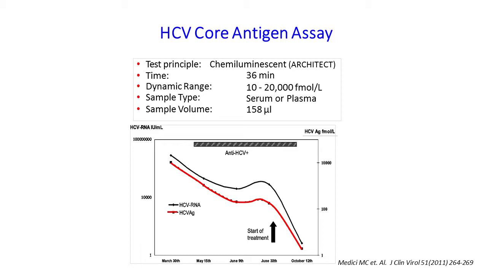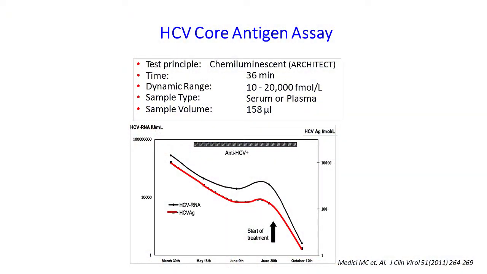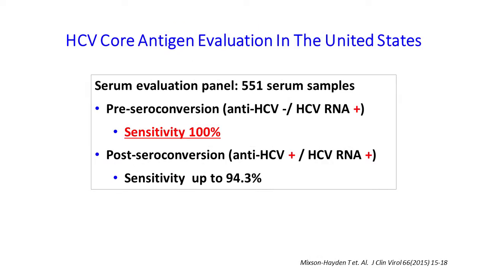As you can see in this graph at the bottom, this paper looked at the correlation between HCV core antigen and HCV RNA in a patient that was infected with hepatitis C. Core antigen levels closely mimicked that of HCV RNA even through the start of treatment. CDC, Division of Viral Hepatitis, evaluated the HCV core antigen assay from Abbott. We did an evaluation of the assay using both high-risk injection drug users and plasma donors, and the correlation of HCV core antigen with HCV RNA was greater than 95%.